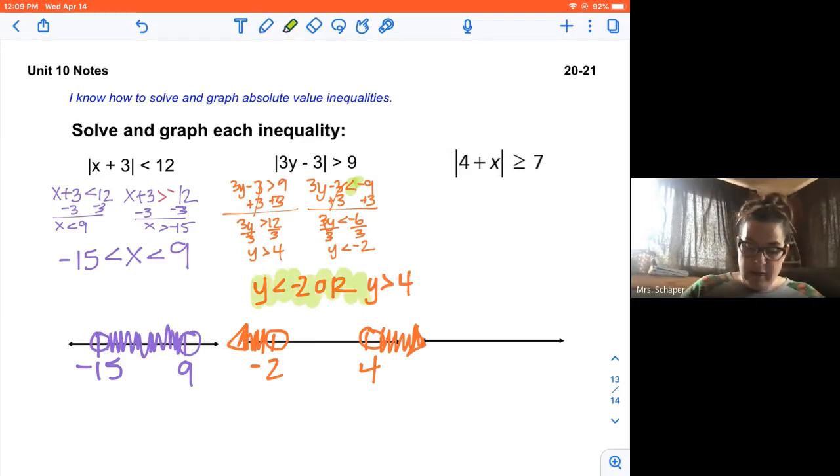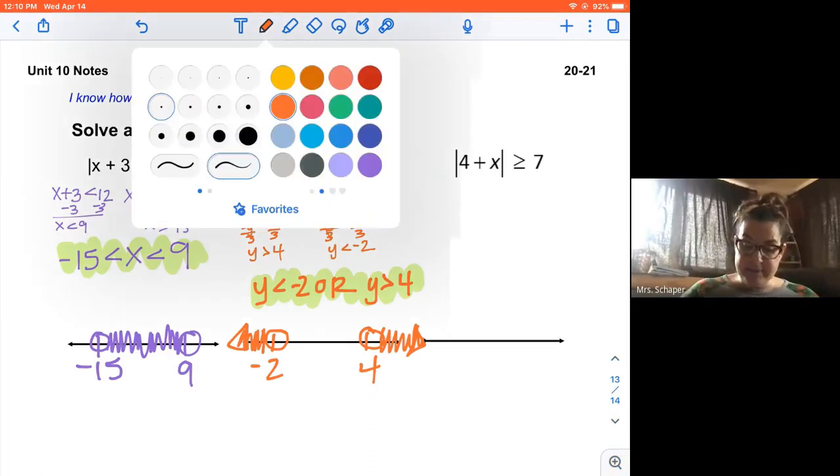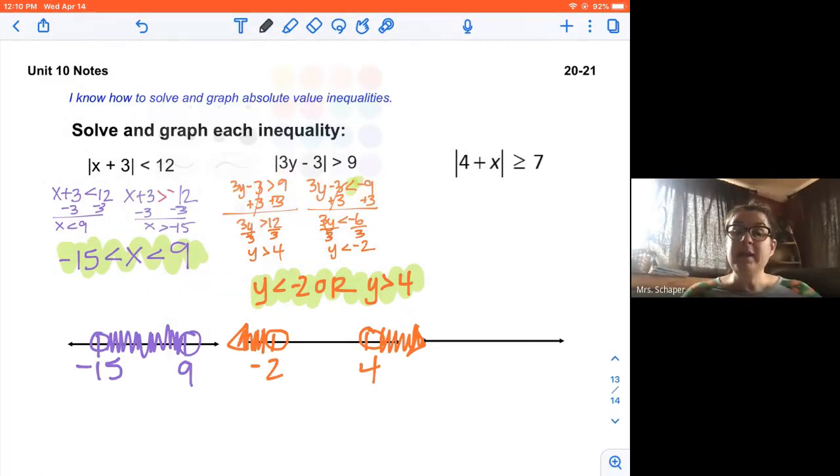Again, I'm going to continue to work through those steps we talked about on the previous page. Get the absolute value alone. Create your two inequalities. Solve each inequality. Graph it. Write your final answer. All right, so here we go. On this next one, I have the absolute value symbol all by itself. So next step is to write out the two inequalities.